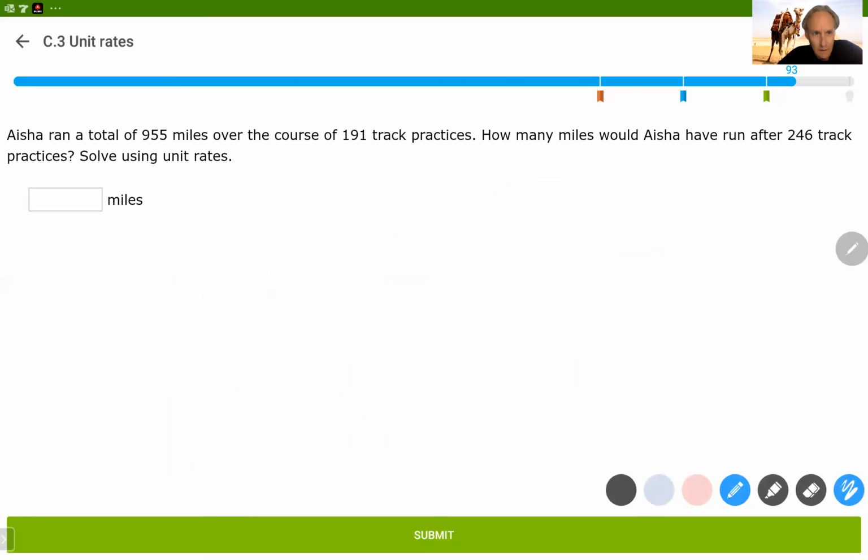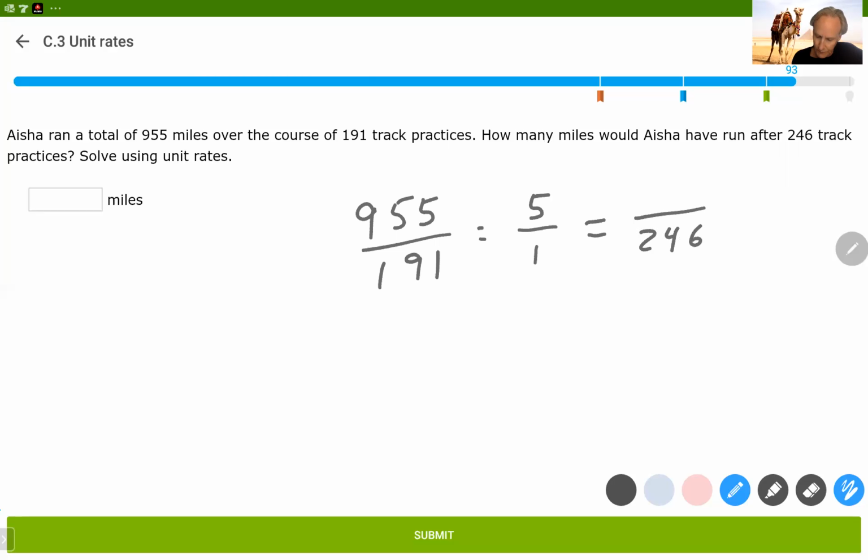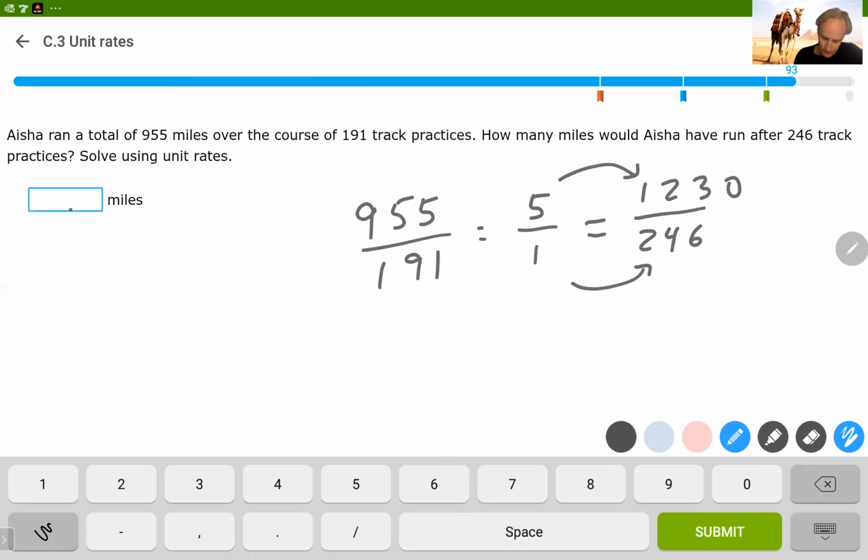My division is slow. Okay, so 955 over 191. I'm guessing if I multiply by 5, sure enough, that is 5 over 1. How many miles would he have to run for 246 track practices? So we multiplied by 246. So we have to multiply by 246. Multiplying by 5 is 1, 2, 3, 0. 1230.